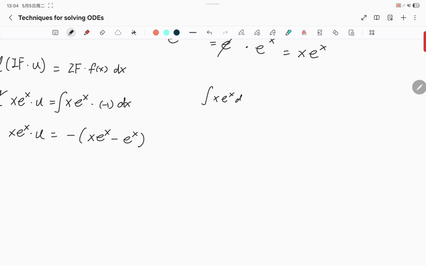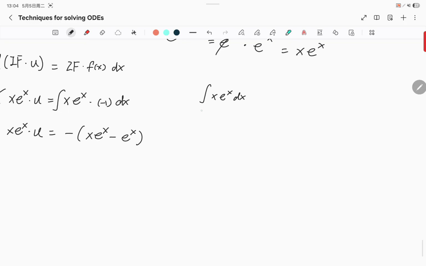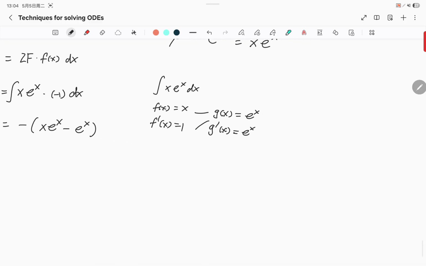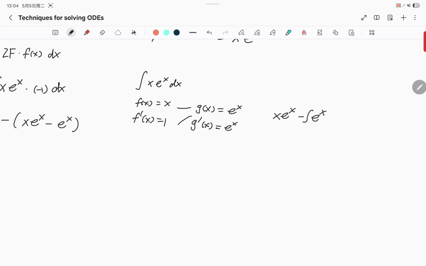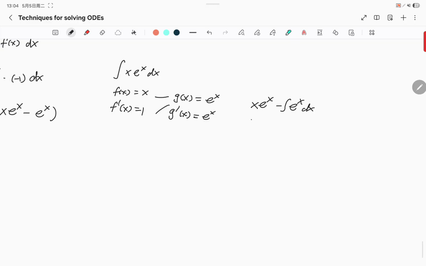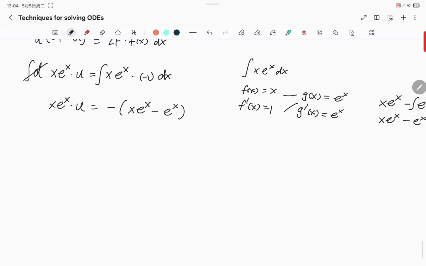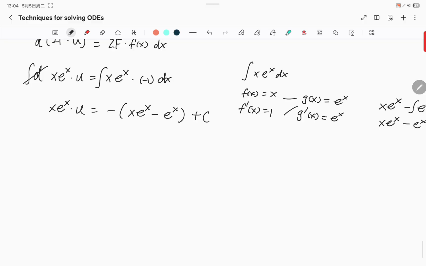Let me just do it here. The integral of x e to the x dx is integrating by parts. So f of x is x, f prime of x is 1. g prime of x is e to the x, and g of x is e to the x. This times that minus this times that. So x e to the x minus the integral of e to the x dx, which is x e to the x minus e to the x. And don't forget plus c.